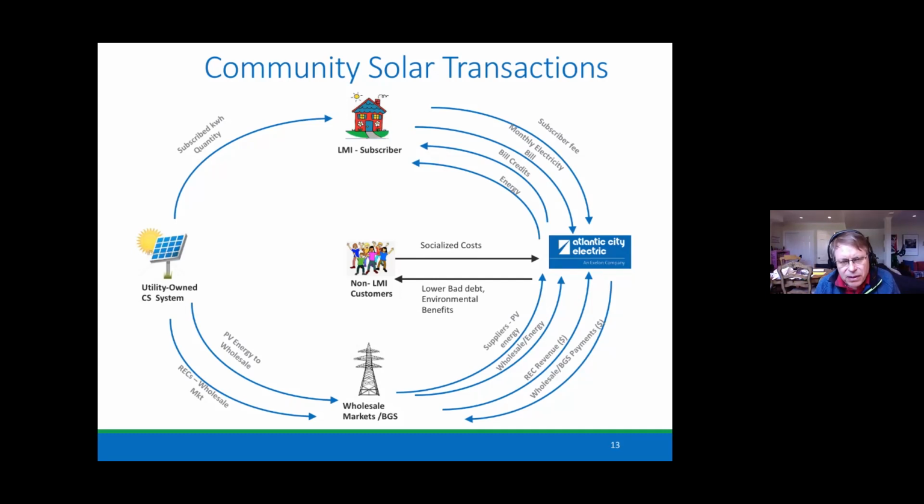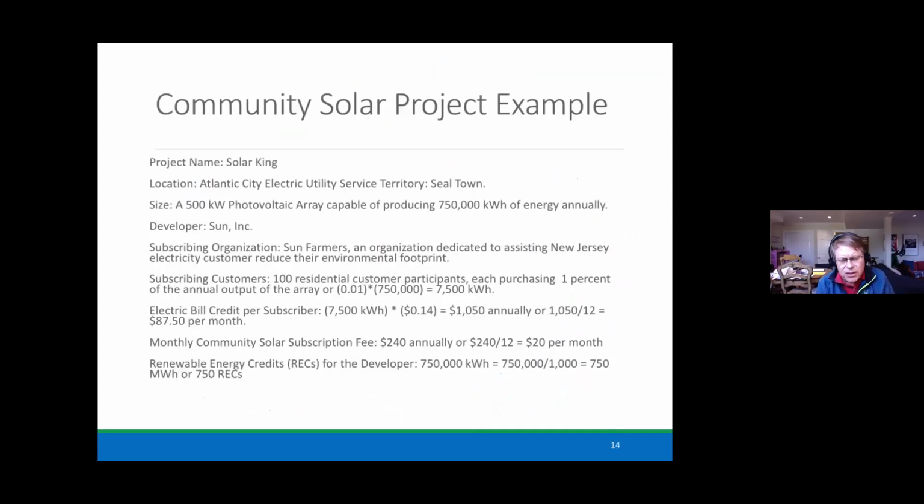All right, so moving on to the next thing, I wanted to give you an example of a community solar project. And in this case, I came up with a project name. I call it Solar King. The idea is, what's going to inspire customers to subscribe to your project? Solar King sounds pretty good to me. And the idea is it's going to be located in a specific location. In this case, I called it Seal Town, being nearby the coast. And so that's the location where it's sited.